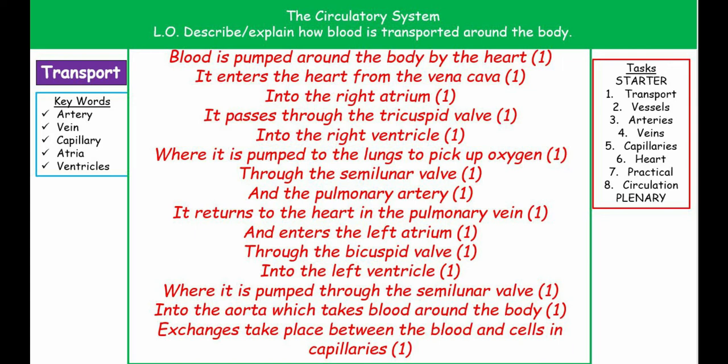It will return to the heart through the pulmonary vein, a mark for that, and it enters the left atrium, a mark for that one. Then it goes through the bicuspid valve, a mark, into the left ventricle, mark, where it's then pumped through the semilunar valve, mark again, into the aorta, which takes blood around the body, a mark for that.